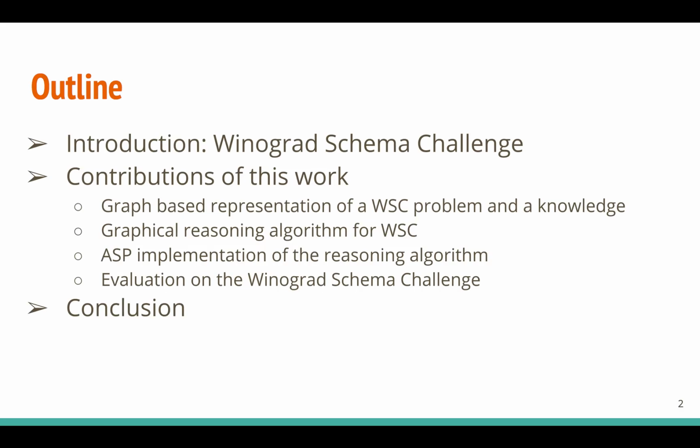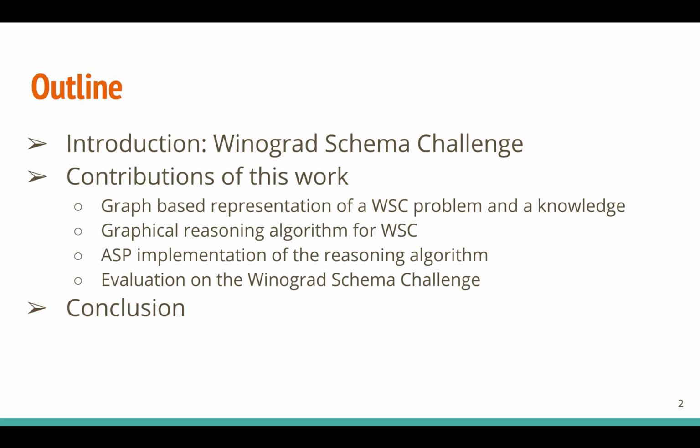Let us start with the outline of this presentation. In this presentation, I'm going to give a brief introduction to the Winograd Schema Challenge problem, which is what I am tackling in this work. Then I'm going to go over the contributions of this work. Firstly, I will explain the graph-based representation of a Winograd Schema Challenge problem and a knowledge that I have defined in this work. Second, I'm going to explain a graphical reasoning algorithm for the Winograd Schema Challenge that is also defined as part of this work. Third, I'm going to give an answer set programming based implementation of the reasoning algorithm.